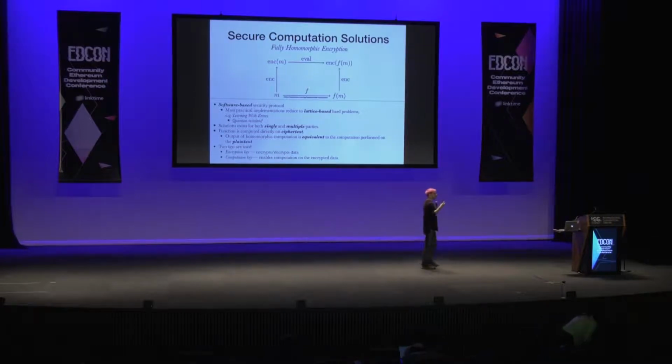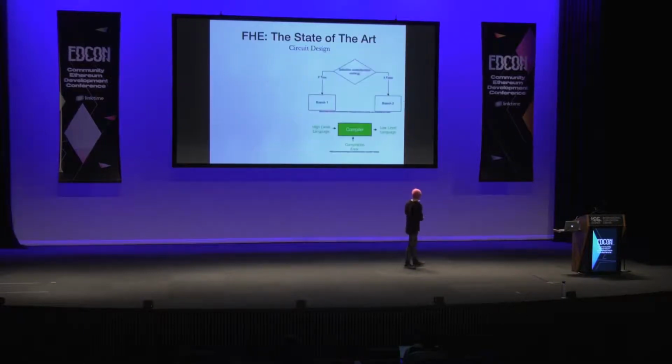There are 2 keys involved in many protocols like this. There's usually the encryption key, which you would use to encrypt and decrypt data, as well as something called the computation key that enables the computation on that encrypted data. So you can delegate who has the ability to perform this computation. That's very important for your security as well. This is also otherwise known as the bootstrapping key. So we're going to get into a little bit on the intricacies of FHE now. So some things like circuit design.